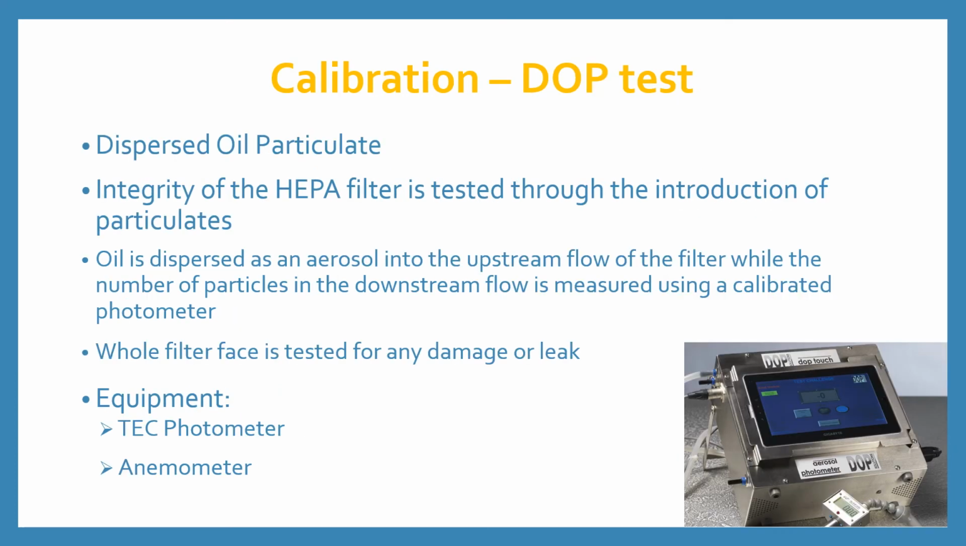Calibration by dispersed oil particulate test. The integrity of the HEPA filter is tested through the introduction of particulates. Oil is dispersed as an aerosol into the upstream flow of the filter, while the number of particles detected in the downstream flow is measured using a calibrated photometer. The whole filter face is tested for any damage or leak. The equipment needed are a check photometer and an anemometer.